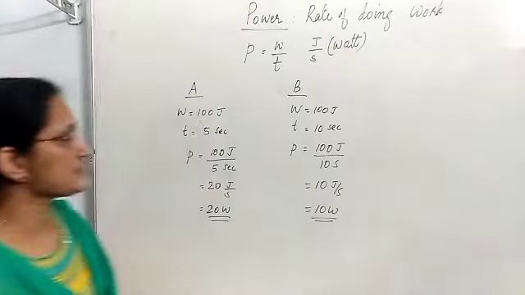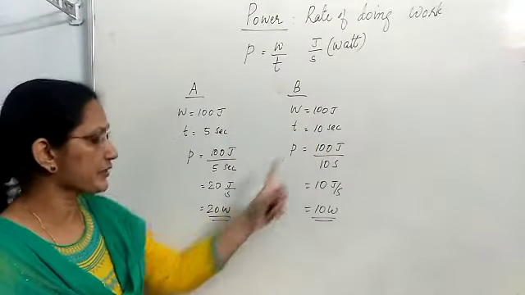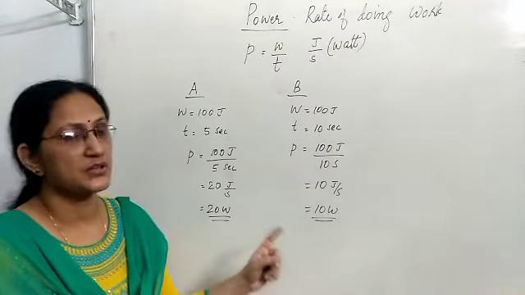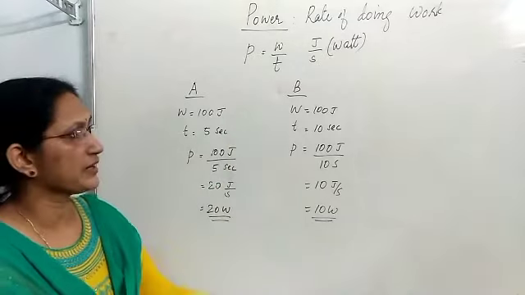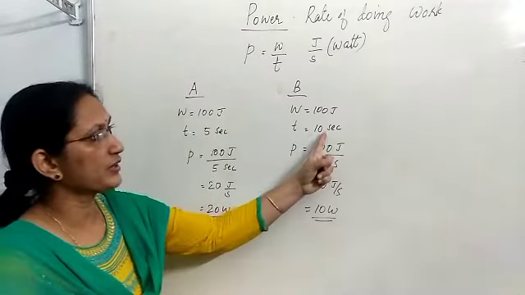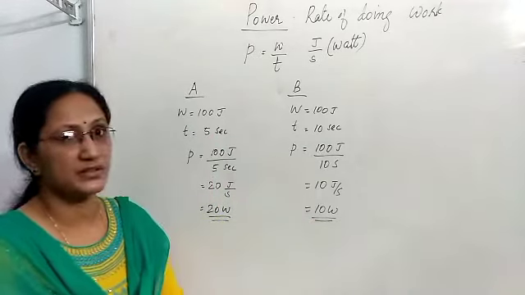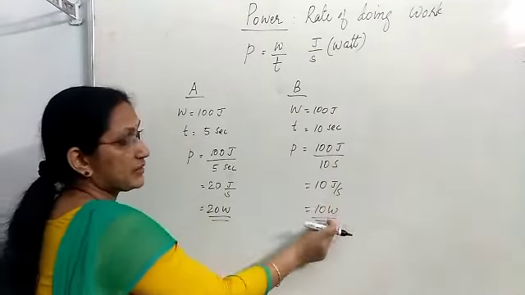So the conclusion is this: even though the work is the same, since the time is different, power varies. So power depends on work as well as time taken. Less the time taken, more will be the power. Here more time is taken, so less is the power. More time is taken means power is less.